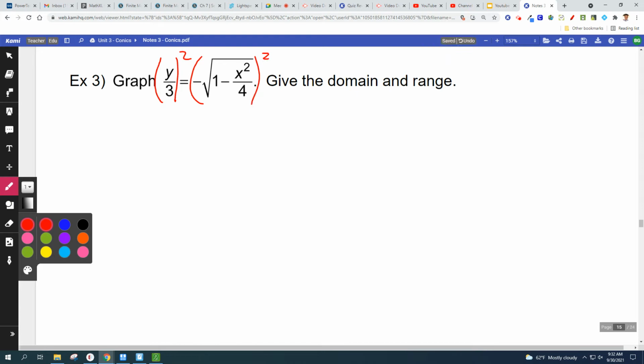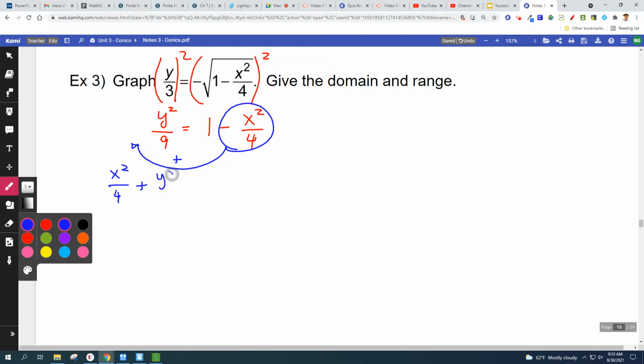Let's square both sides. Y squared over 9 equals, negative squared is going to be positive, it goes away. Square root squared goes away. Basically all that stuff goes away. Give me 1 minus x squared over 4. That looks a lot more like what I want it to look like. Only difference is that x squared term, I'm going to add it over to the other side. Okay, so let's take this term and add it over here. So it becomes x squared over 4 plus y squared over 9 equals 1.